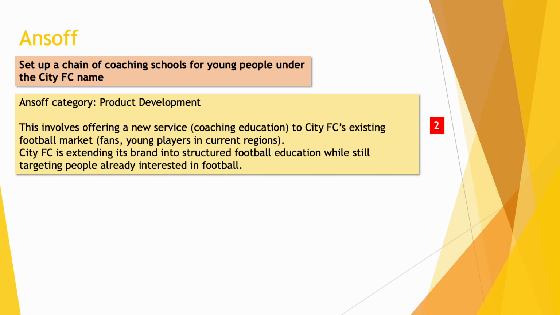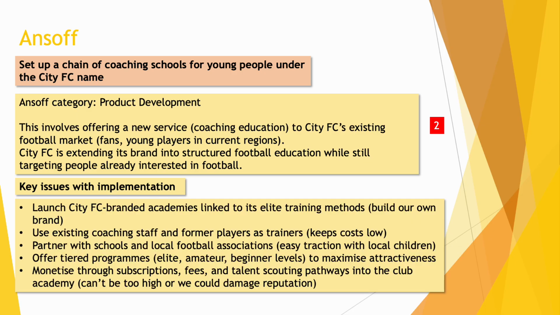The key issues then with implementation can really be almost anything you want. How is it going to go about doing this? There are loads of different things you could consider. So, for example, where are you going to open these places? How are you going to brand them? Do we launch City FC branded academies? Again, you build on your own brand. That probably makes more sense than trying to launch a different brand name.